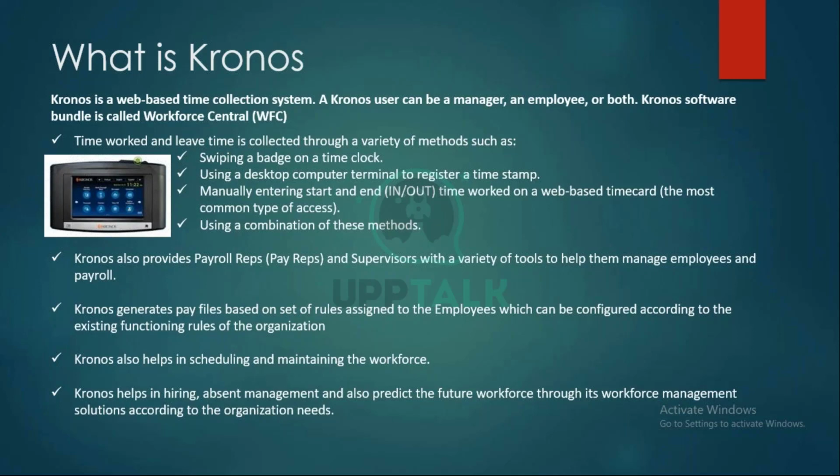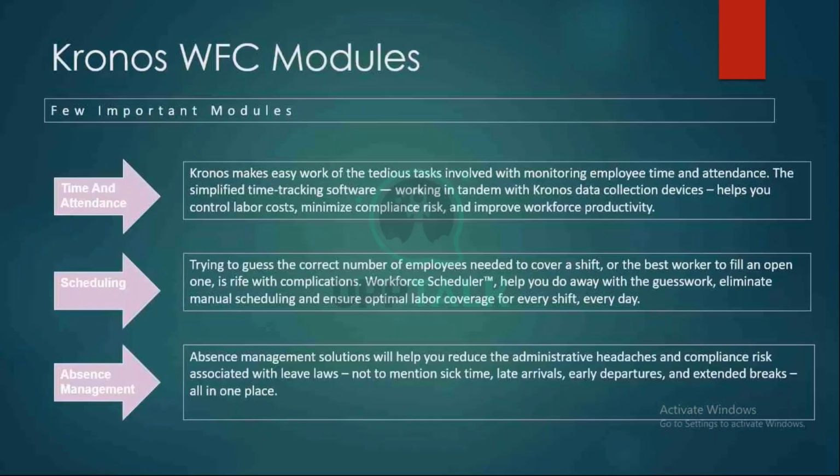Kronos also helps in hiring, asset management, and it also predicts future workforce through its workforce management solutions according to organization needs. Kronos has a module called forecasting. In retail-based customers, say Puma or Adidas, forecasting is based on last month's sales. It can analyze based on current trends, like the weather conditions or how much sales has been done, and it will tell you how much you might need to sell for this month and the next month. So we have such modules.